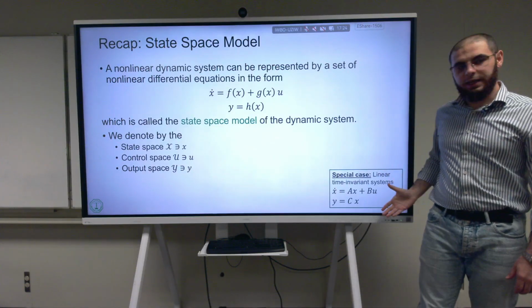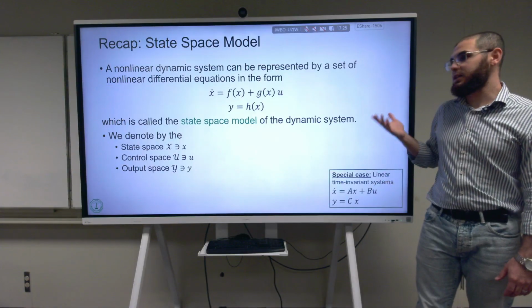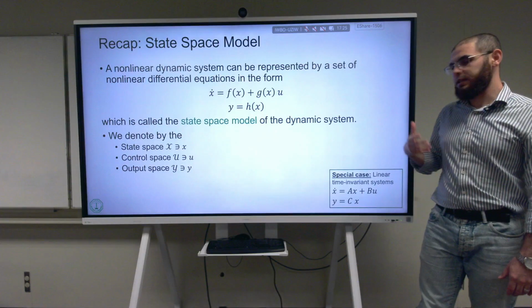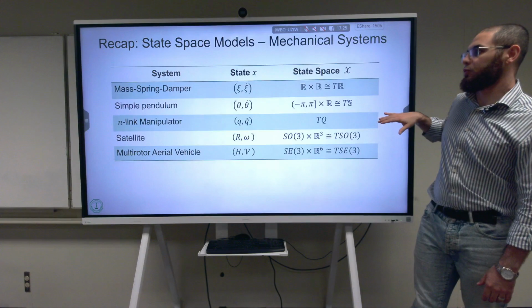And there's a special case of this, where f of x is just a linear matrix and g of x is just a constant matrix. Then this is the linear state space model that you should all be familiar with.